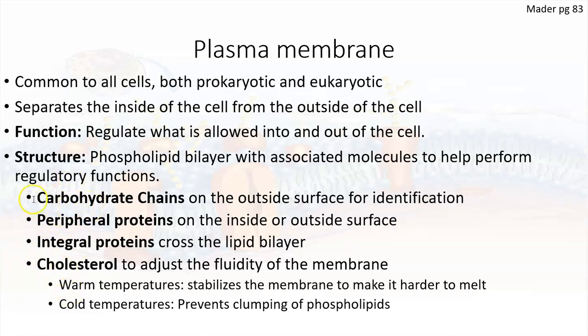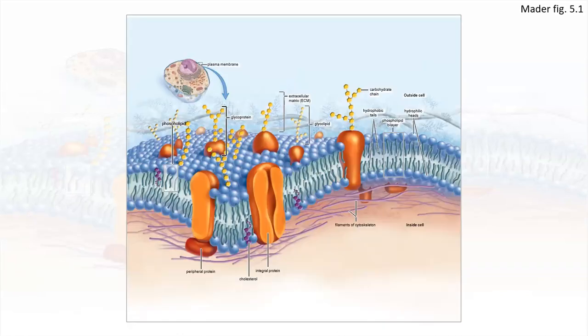We're going to briefly talk about the carbohydrate chains and some of our proteins in this lecture. We're going to get deeper into the proteins in our next lecture. Cholesterol, as a lipid, right, is going to help to adjust that lipid bilayer. So here's a picture of the entire phospholipid bilayer, and it looks fairly complex, but it's actually not that bad.